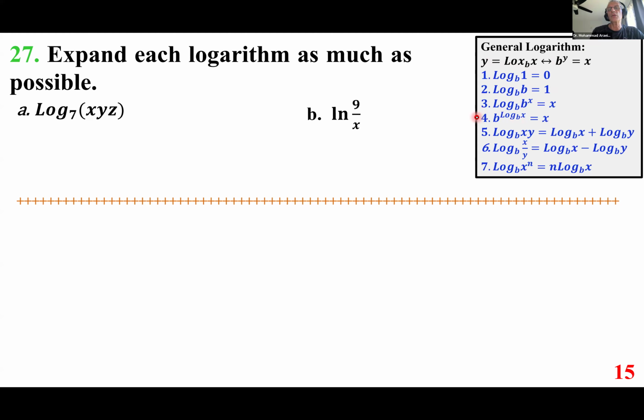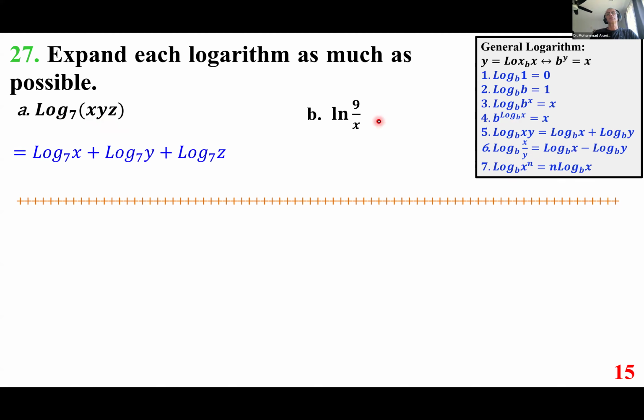Numbers 3 and 4 refer to the fact that the logarithmic and exponential functions are inverse functions. Log xy base b equals log x base b plus log y base b. That's the product rule. The quotient rule: log of x over y is log x minus log y, all with the same base. And finally, the power rule: log of x to the power of n base b is n log x base b. So in this case, we're going to cut it into three parts by simply using number 5, log x plus log y plus log z, and all of them have the same base, namely 7.